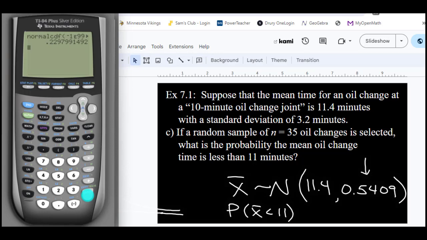So there is, we'll say, 0.23. Your probability is 0.23 of having a sample of n equals 35 oil changes being selected, and the time takes less than 11 minutes.